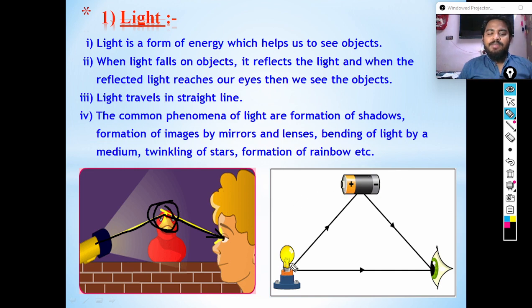If you see here, the light falls on the object, and after being incident at that point, it bounces back and reaches our eye, right? Then we are able to see that object. So light makes us able to see objects in this manner. Now coming to the next one: light always travels in a straight line.